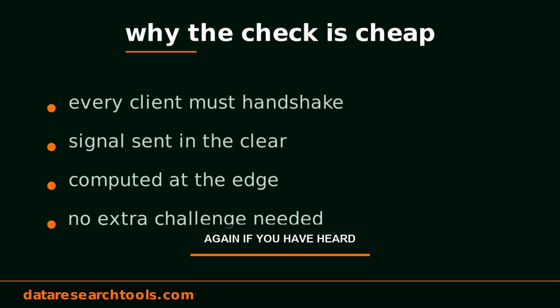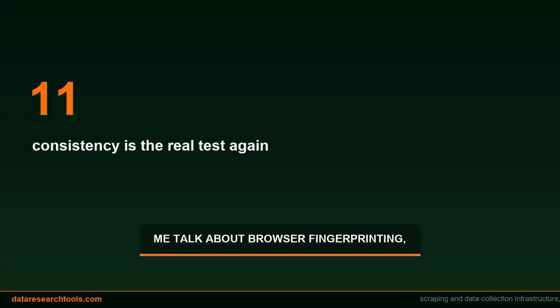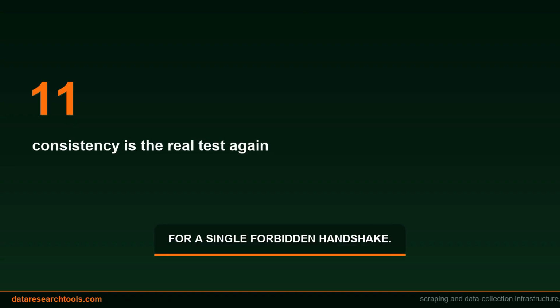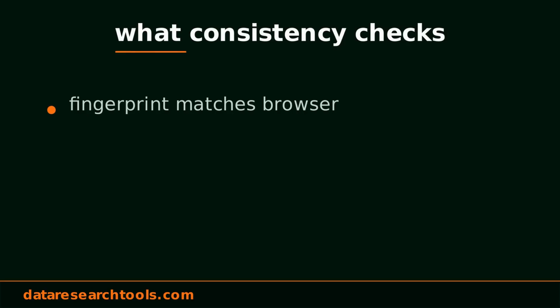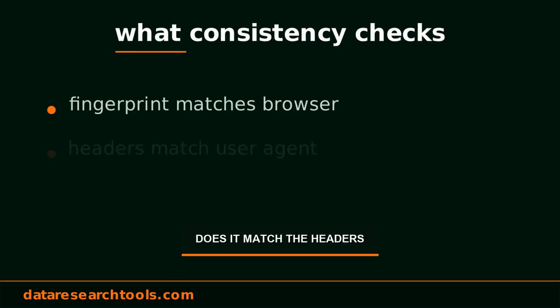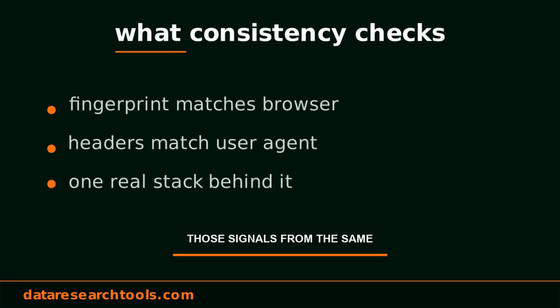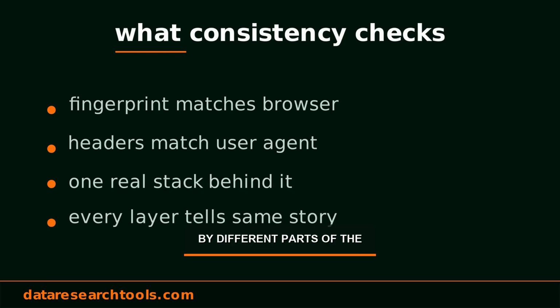Consistency is the real test again. If you have heard me talk about browser fingerprinting, this will sound familiar, because it is the same principle, one layer down. Detection is not really hunting for a single forbidden handshake. It is checking whether the handshake agrees with everything else the client claims. Does the TLS fingerprint match the browser in the user agent? Does it match the headers that follow? A real browser passes this without trying, because one real piece of software generated all of those signals from the same place. An assembled identity has to keep every layer telling the same story, and the layers are produced by different parts of the stack.